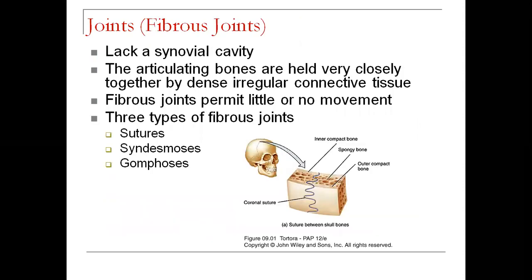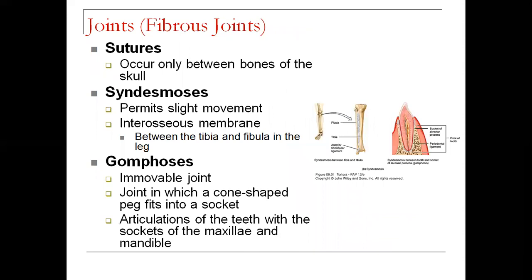The fibrous joints, if we talk about them, lack a synovial cavity. The articulating bones are held very closely together by dense irregular connective tissue. There is little or no movement. Examples are sutures, syndesmosis, and gomphosis. The sutures are the joints which occur only in the bones of the skull. The syndesmosis permits slight movement and is joined together by interosseous membrane, example tibiofibular joint. The gomphosis are the immovable joints like the peg and socket of teeth.